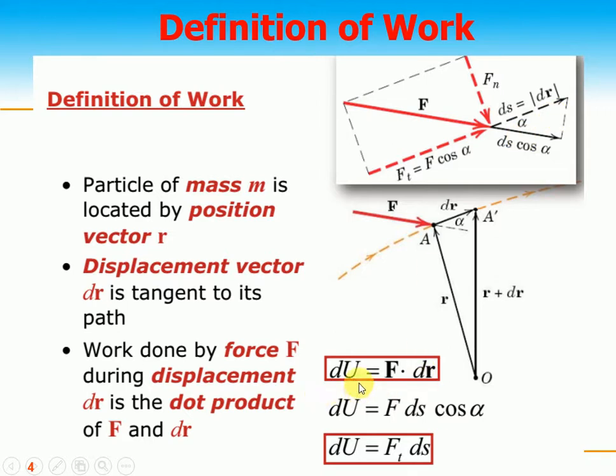Therefore, whenever we take the component of a force or any vector along some direction, we take the dot product. So dU is equal to F dot dr, or dU is equal to the component of the force, F cos theta, times ds, or you can write simply dU equals Ft ds. Ft means the tangential component. There is no work done by the normal component, so this is the work done by the component of the force along the displacement. So the work done is F dot dr or ds, or it is F dr cos theta.